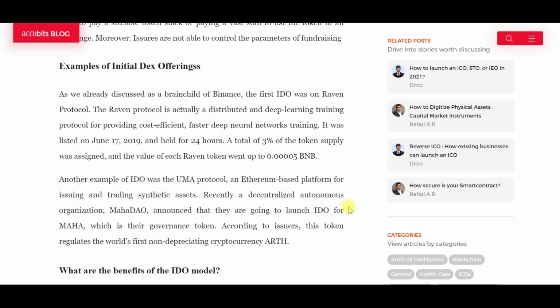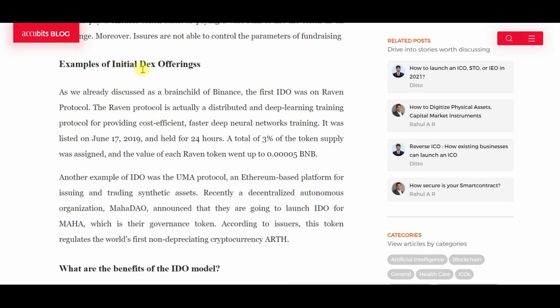So, examples of initial DEX offerings, as we already discussed, a brainchild of Binance. The first IDO was on Raven Protocol. The Raven Protocol is actually a distributed deep learning training protocol for providing cost-efficient, fast deep neural networks training. It was listed on June 17th, 2019, and held for 24 hours.